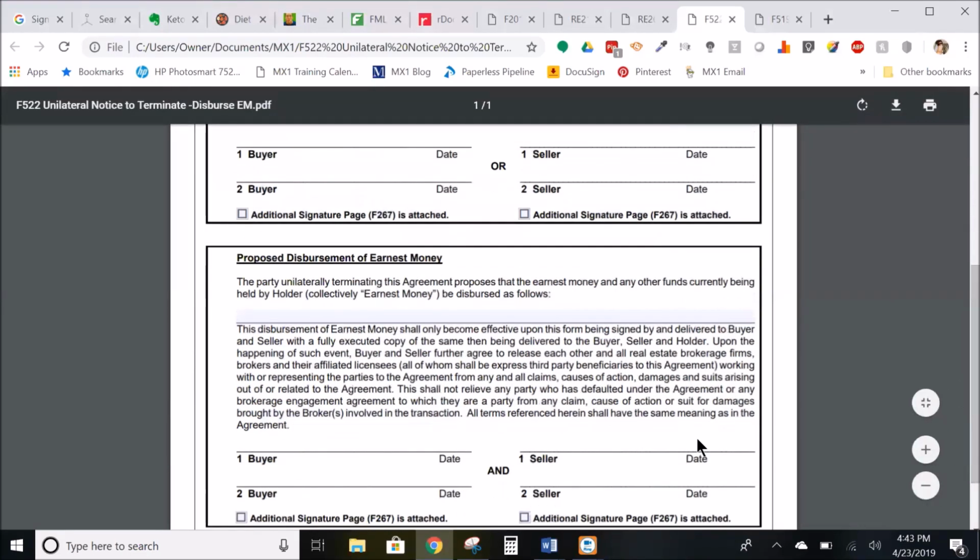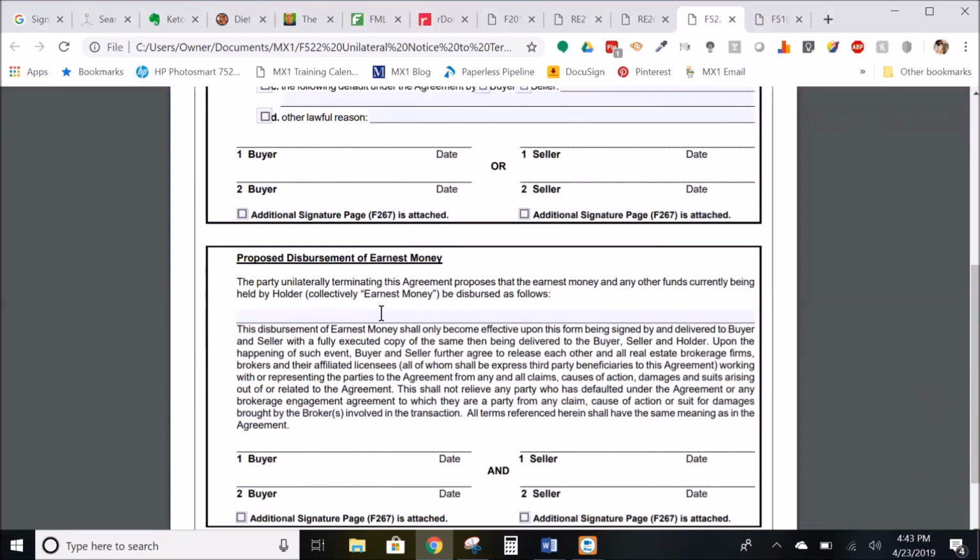Then, under the proposed disbursement of earnest money, the party unilaterally terminating this agreement proposes that the earnest money and all other funds currently being held by the broker holder, collectively earnest money, shall be dispersed as follows. And all you put in here is the amount of the earnest money and the party's name who you are proposing gets the earnest money.